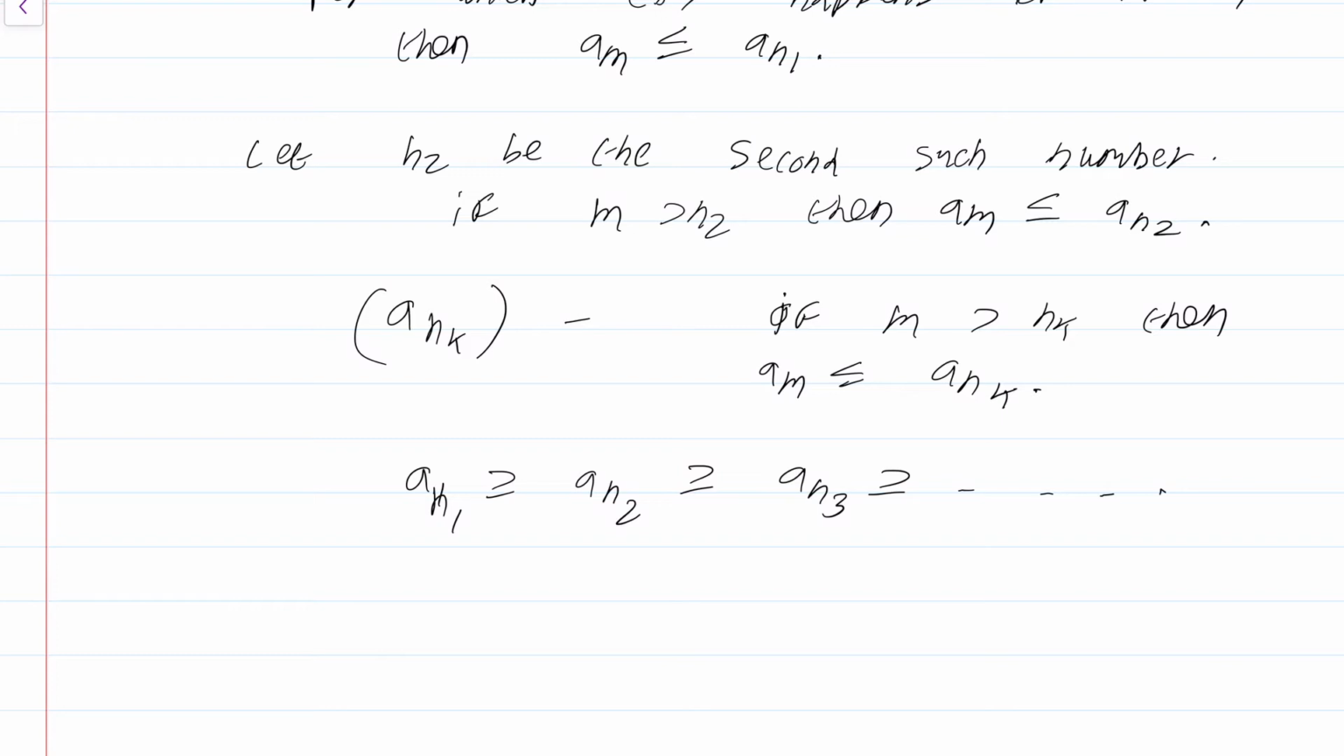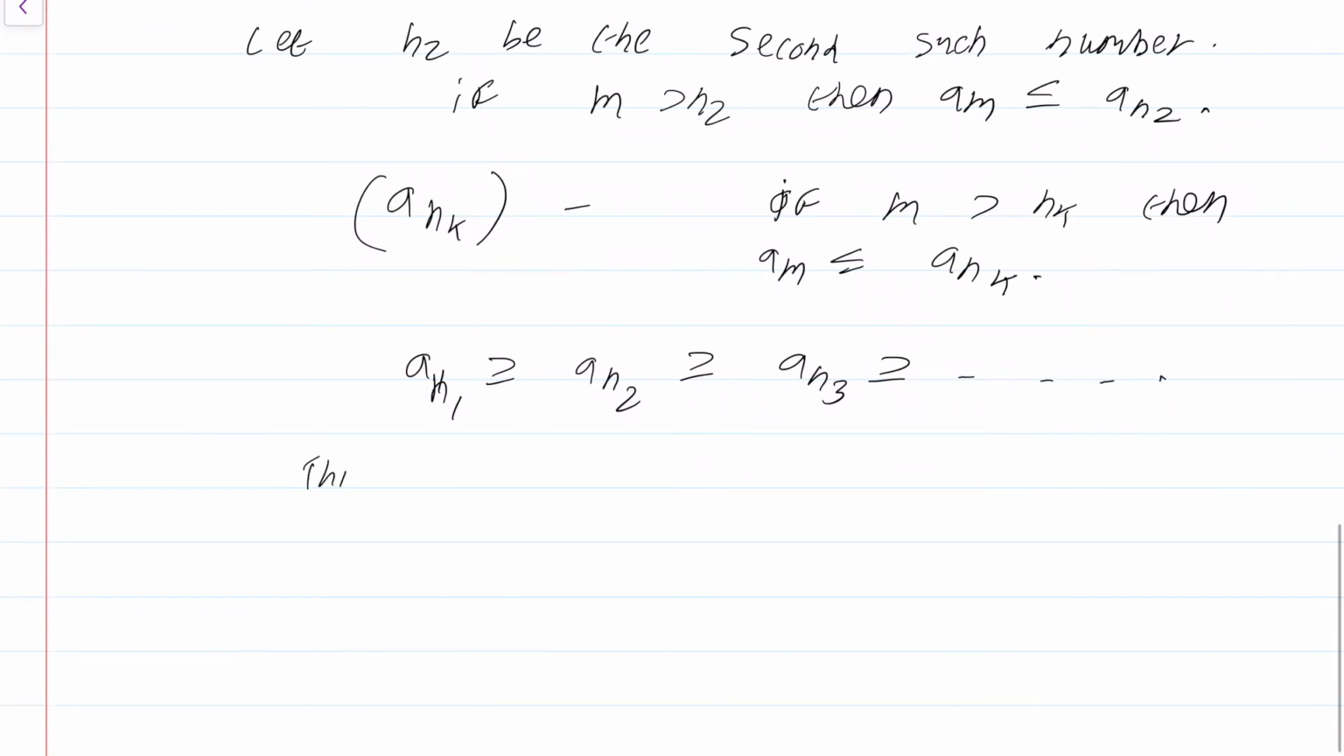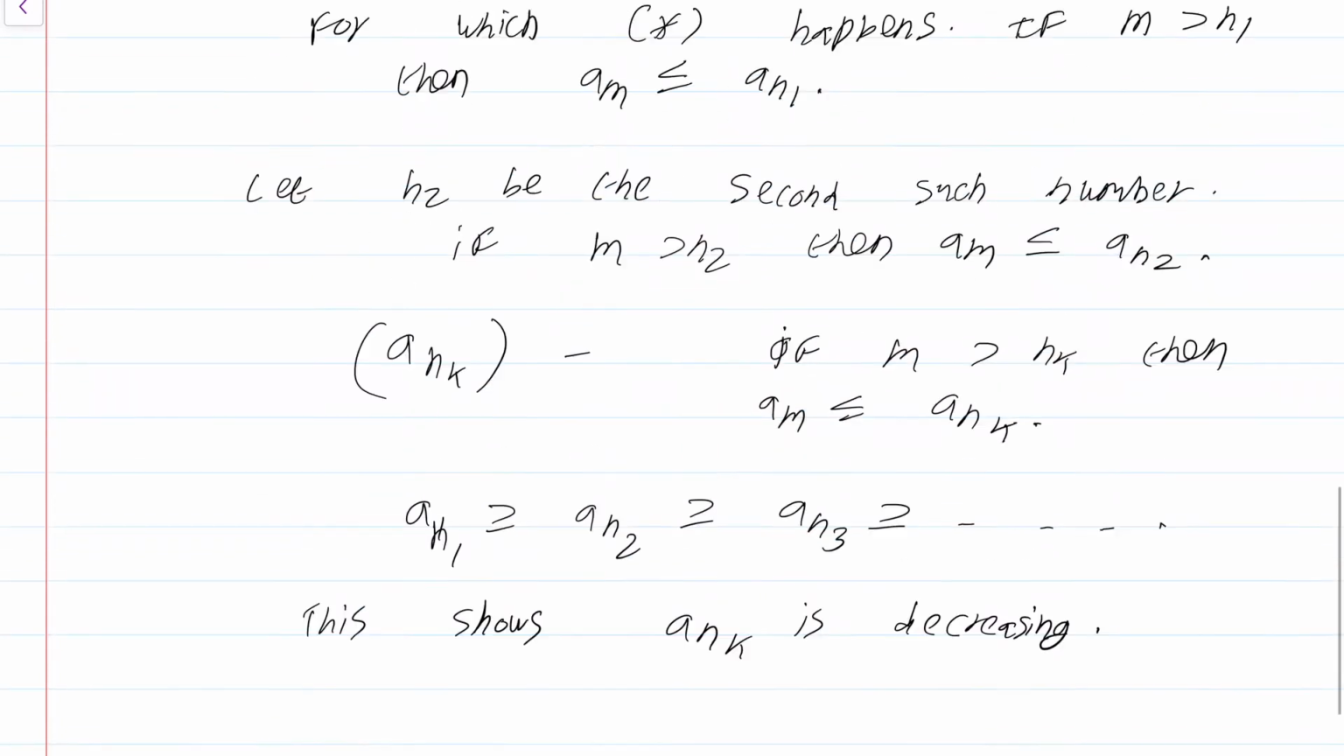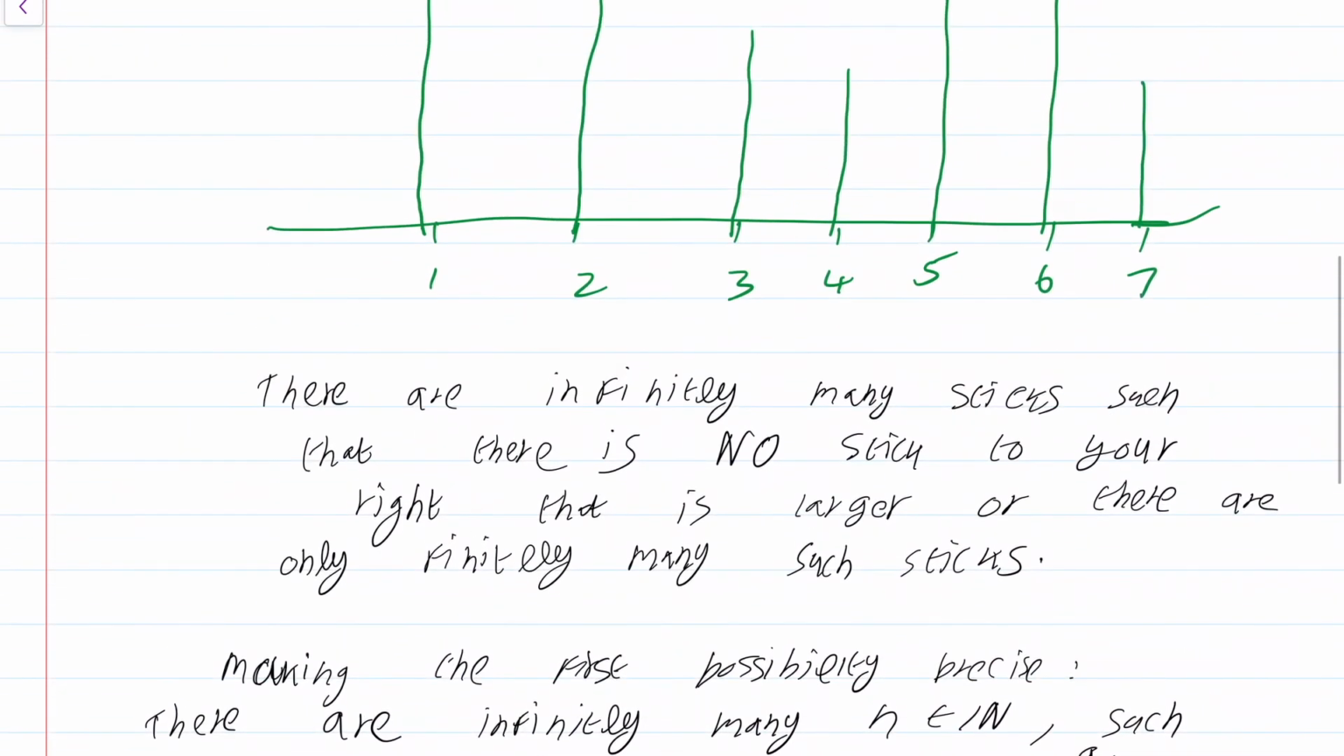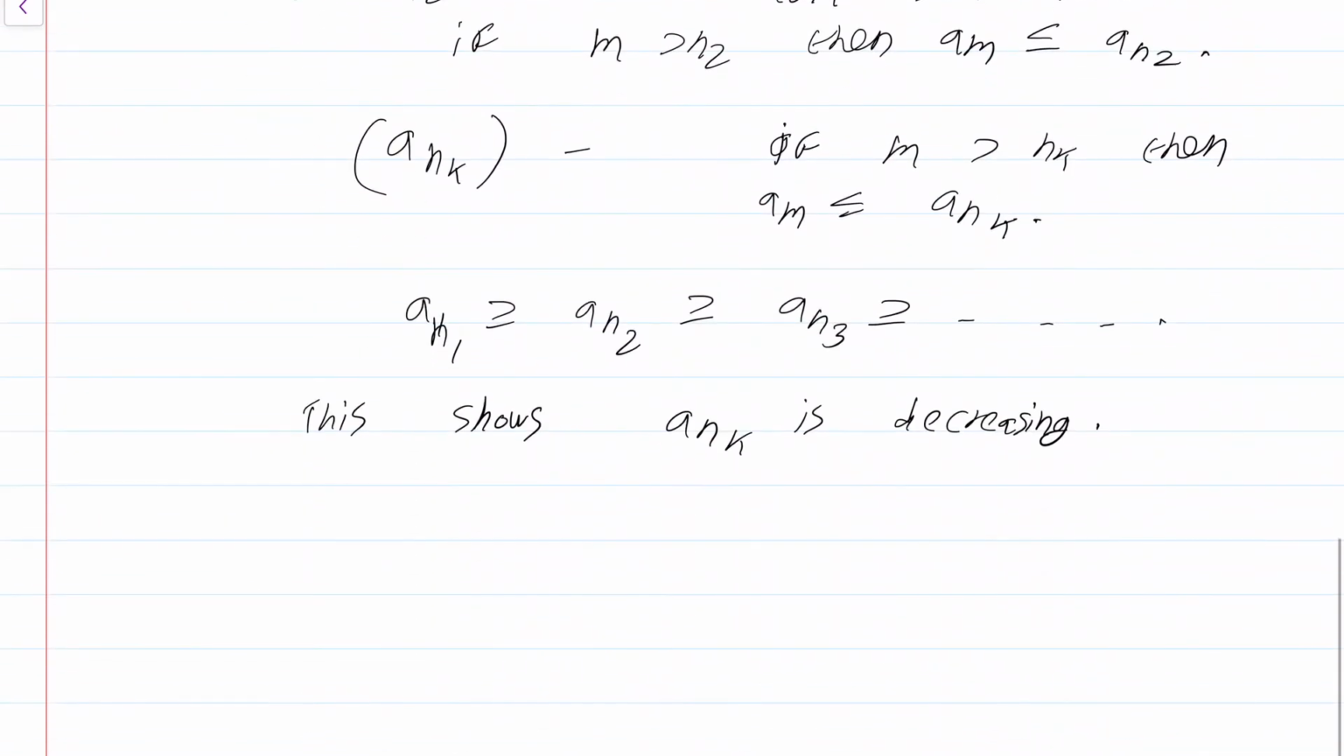This shows a_{n_k} is decreasing. Right. So in the scenario that there are infinitely many sticks such that when you look to your right, no stick is larger than the stick you are standing on, we have shown that there is a decreasing subsequence.